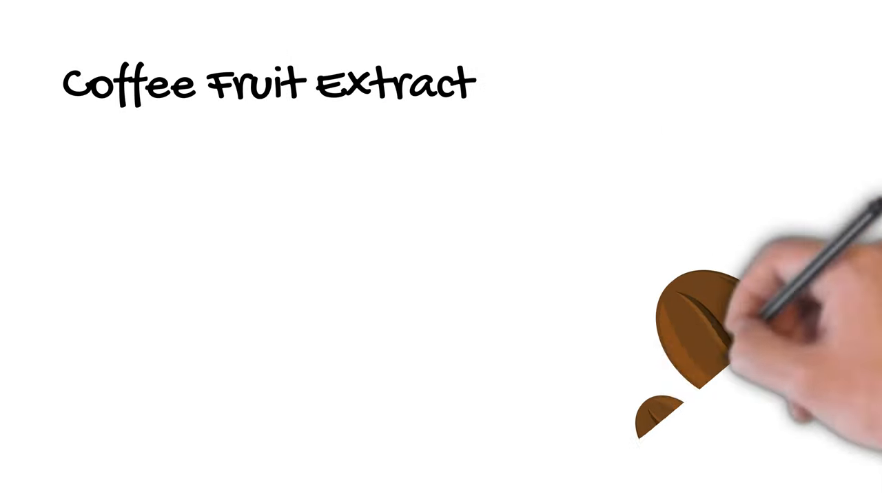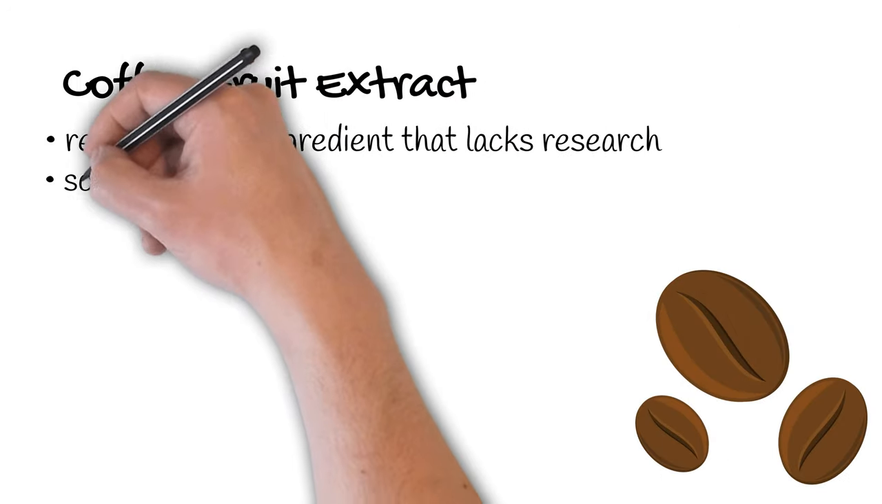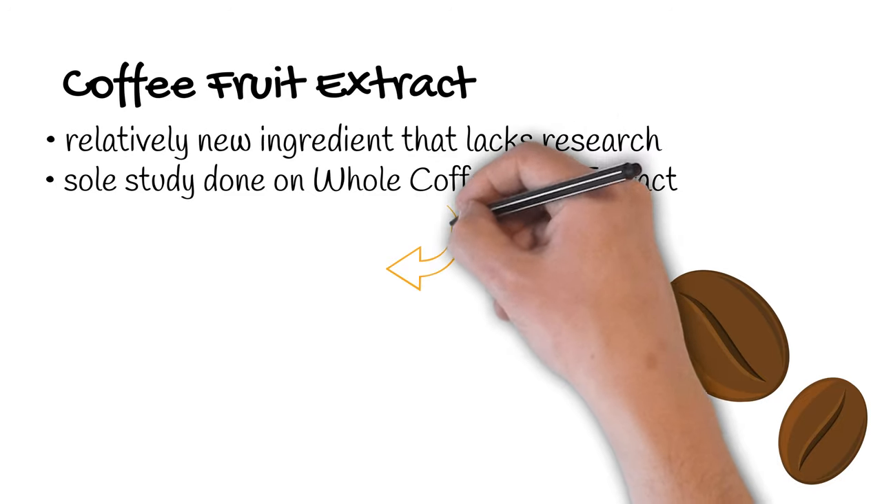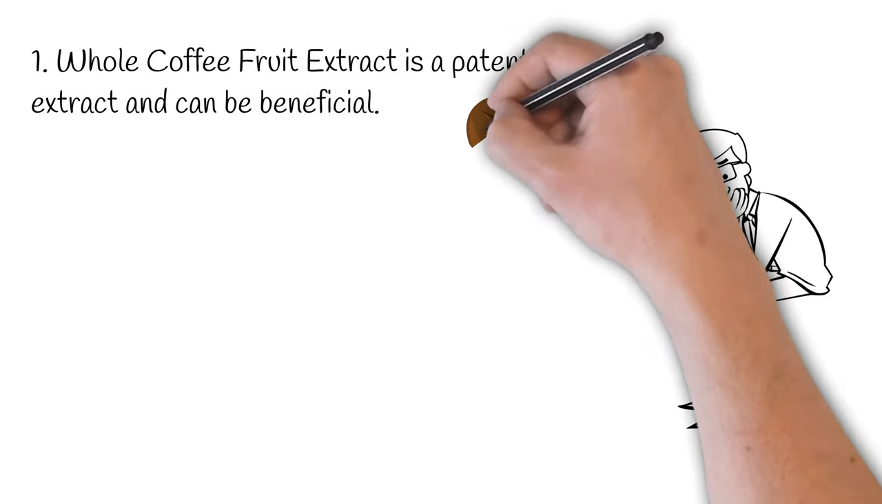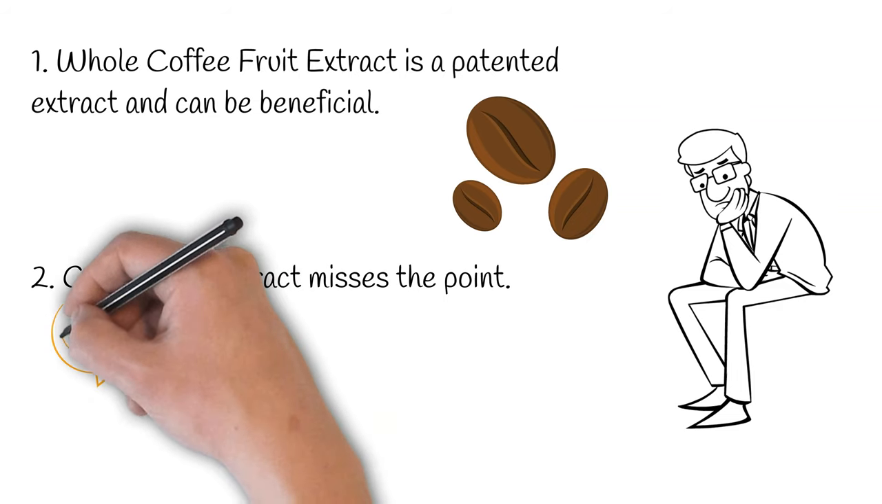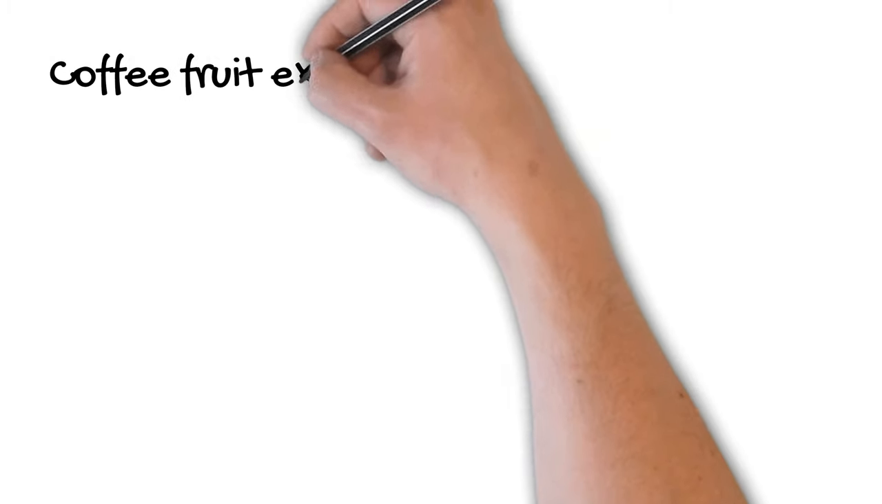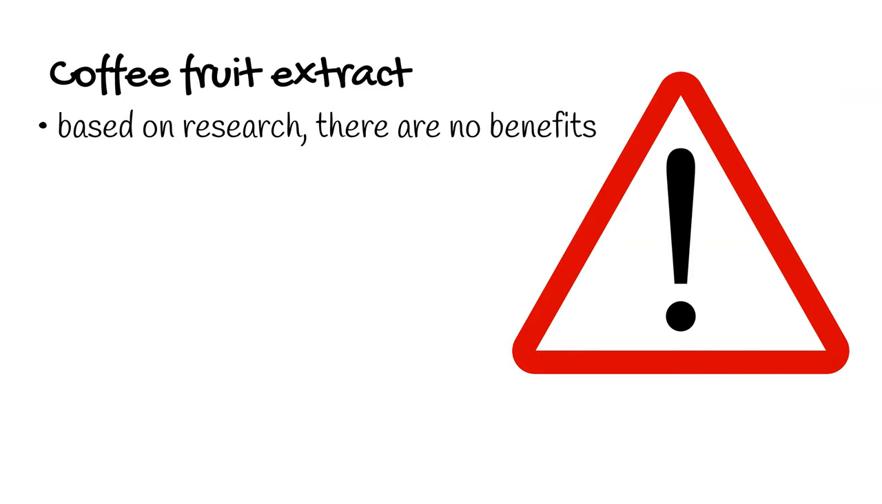Let's find out. The first ingredient is coffee fruit extract, and this is ambiguous enough to start with. First off, this is a relatively new ingredient that lacks research on healthy individuals. The closest thing that comes to research regarding coffee fruit extract is a sole study done on whole coffee fruit extract. Now, this is in no way the same thing as coffee fruit extract. So after checking different studies, we know that while using whole coffee fruit extract for brain benefits may be the right thing to do in a nootropic stack, using something called coffee fruit extract misses the whole point. Coffee fruit extract simply implies it is extracted from the coffee fruit, but what does that exactly mean? So based on our studies, we lack positive benefits of a coffee fruit extract, so we are not sure if this ingredient provides any kind of benefits whatsoever.